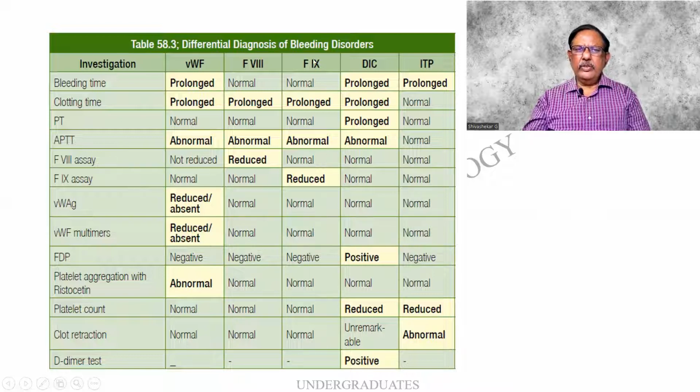When you do a factor 8 assay, there will be a reduction in hemophilia, not reduced in any other condition. Factor 9, reduced in Christmas disease, not reduced in any other condition. And von Willebrand's factor, it is reduced in von Willebrand's disease. And ristocetin, etc., it is abnormal in von Willebrand's, not elsewhere. When it comes to platelet count, everywhere it is normal, but reduced in a case of ITP and also in DIC. So this particular chart is easy for you to memorize. It will help you answer most of the MCQs as well as a summary of the bleeding disorders.